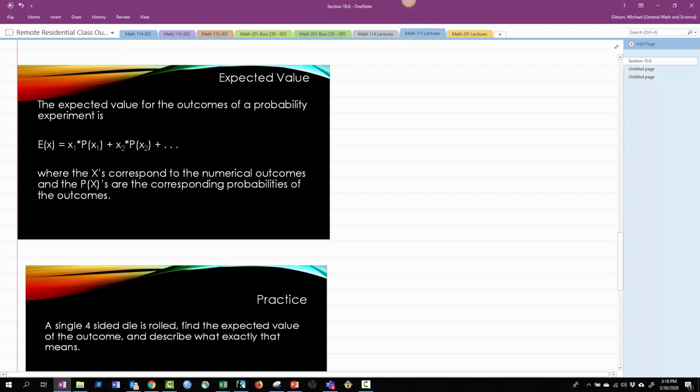Okay, and in a sense, the symbol for the expected value in a situation is capital E of x, and in another way, it's the average value. It's the average value in a situation where probability is involved.